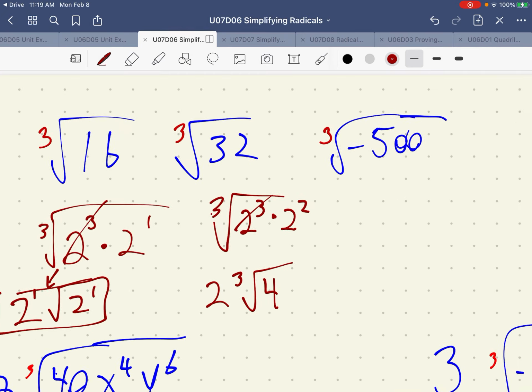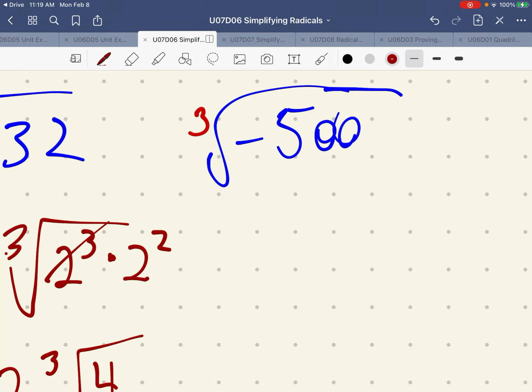In example 3, the negative is actually just going to come out as a negative. And the reason for that is that negative 1 to the 3rd is technically a factor of 500. And no matter what index this is, if it was a 9, we could have said that negative 1 to the 9th was a factor. So with an odd index, you can factor out a negative. So negative 1 will be on the outside here.